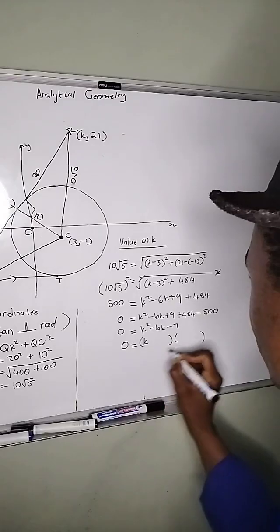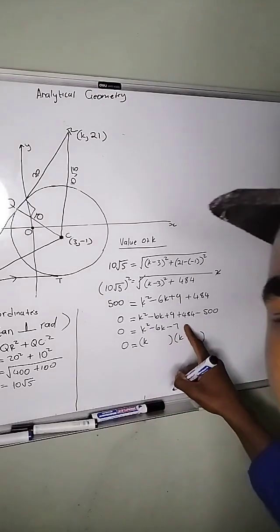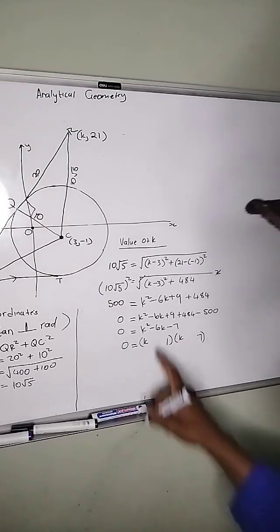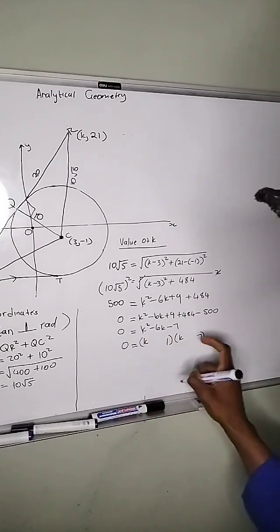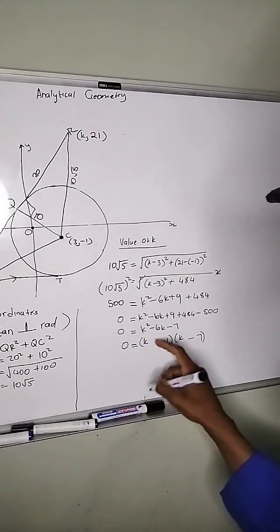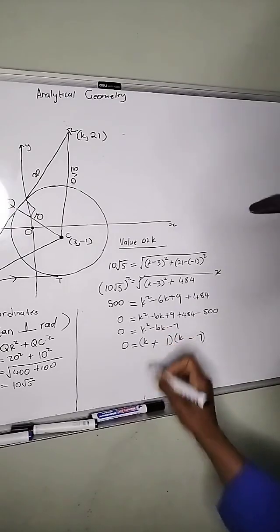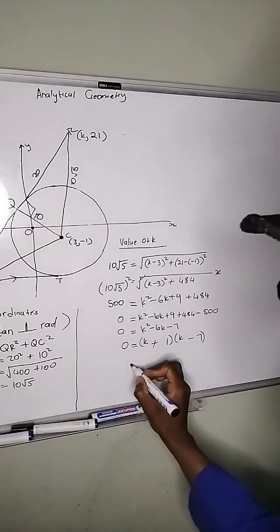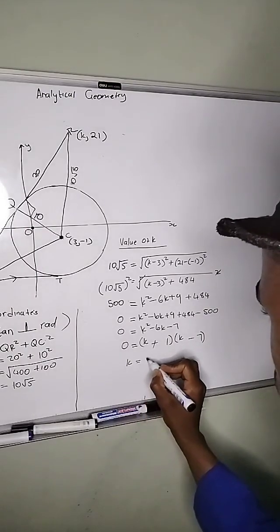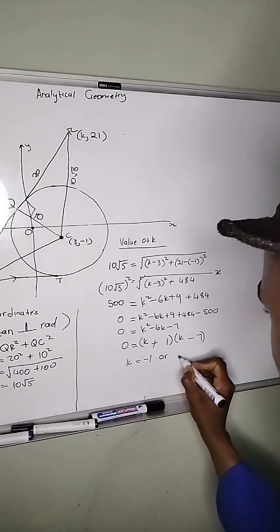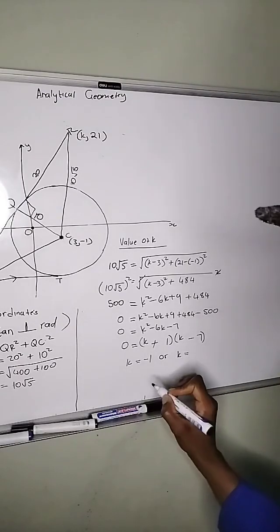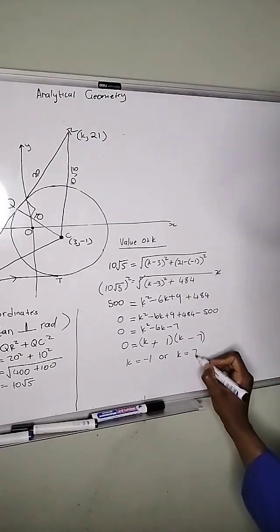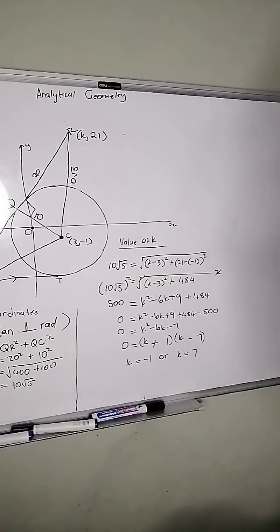So my k, what are the factors here? 7 and 1, right? So it's going to be 7 and 1. The bigger number takes the middle sign. It's going to be negative. And this times that, it's going to be positive. And my k is going to be equal to negative 1 or k equals 7.